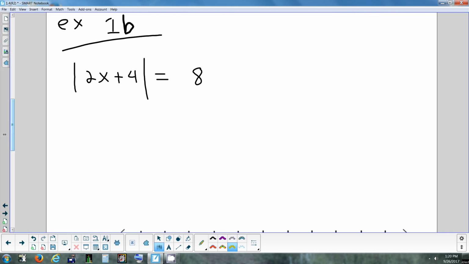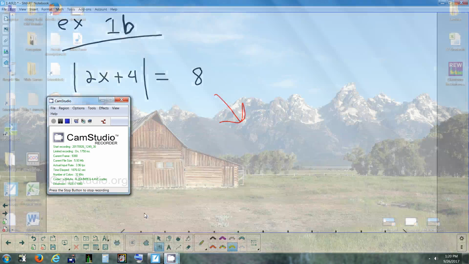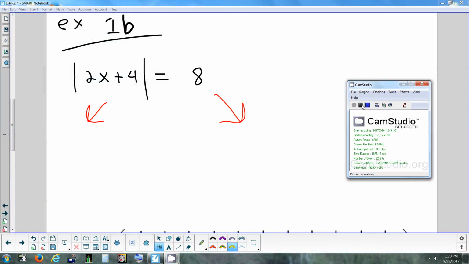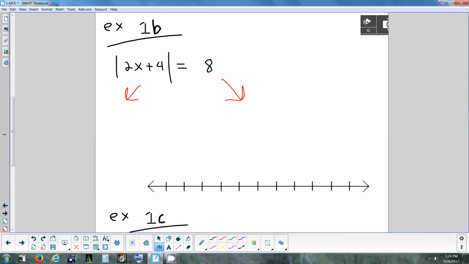All I want you to do right now, listen to me, is break it out. Set up your 2 equations. You do not have to solve. Tell me my first equation. 2x plus 4 equals 8. Exact same thing, no absolute value bars. That's the only change.